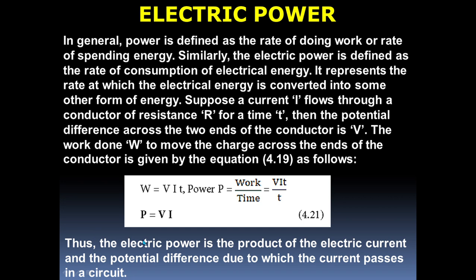So electric power is the product of the electric current and the potential difference due to which the current passes in a circuit. Once again, the definition of power is the rate of doing work or rate of spending energy. What is the formula of power? Power is equal to potential difference into current.